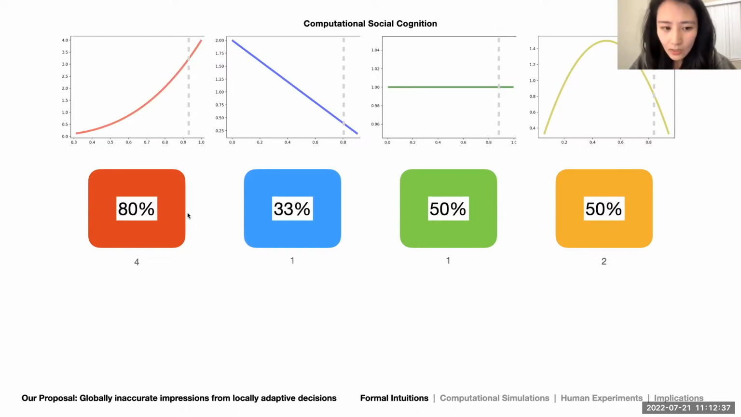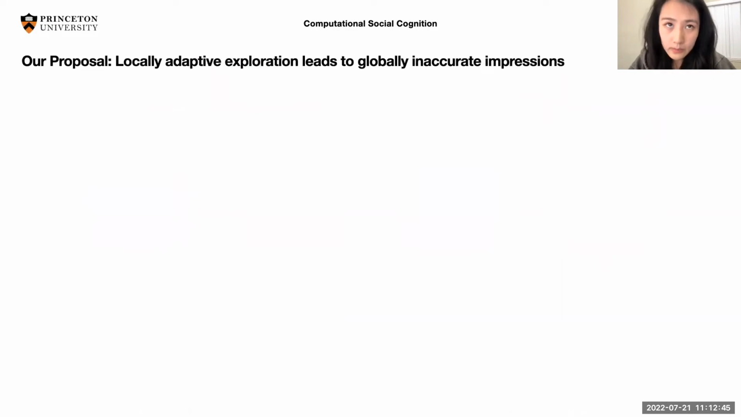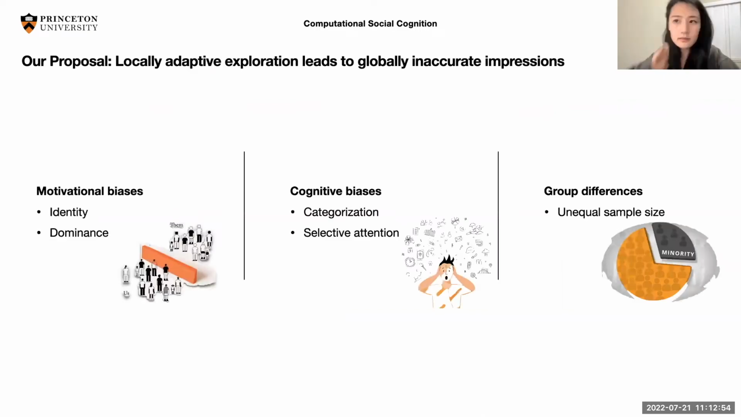But at the end of the day, we still got these somewhat differentiated perceptions about these groups. And that is what we propose here: adaptive exploration locally leads to inaccurate impressions globally. Now, let me clarify what is unique about this idea. Those are the past explanations.